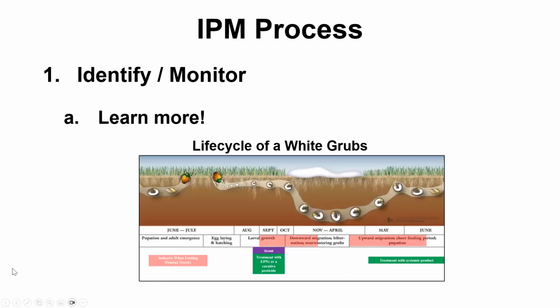It's also important to learn about the life cycle of your pests. So we're just looking at those white grubs. Here we have the life cycle of the Japanese beetle, right? They're out and about at the end of June, July, they lay their eggs, the eggs hatch, and then we have these little larvae. And these larvae start to feed. If you see these pink areas here, that's when the damage is occurring. So most of the damage is occurring here in September and October.